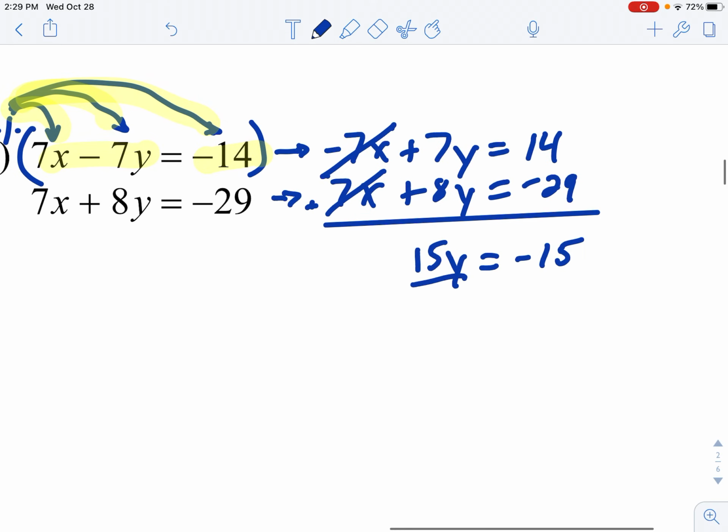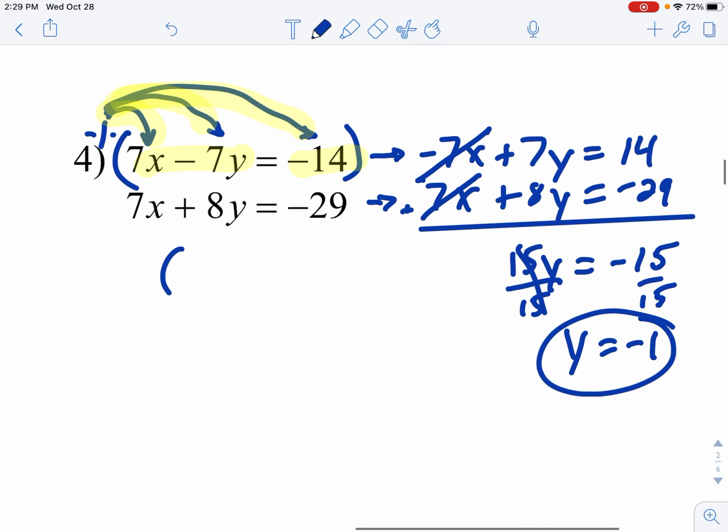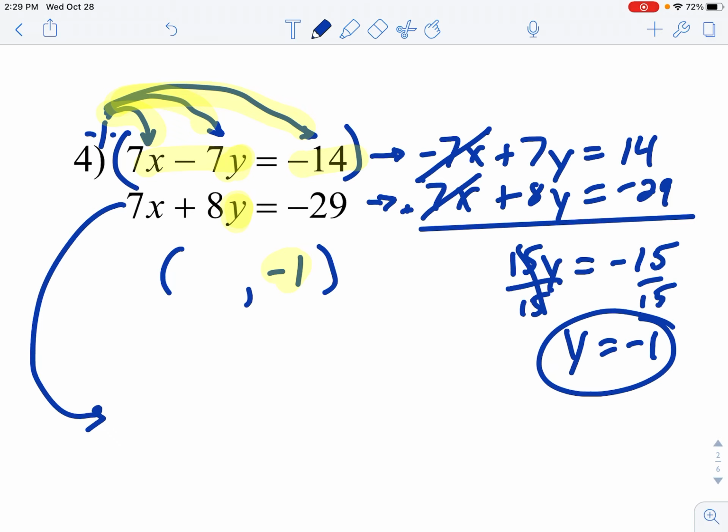And as you can see, with one more step, this is solved. Y equals negative 1. Okay, it's not completely done, right? That's just the y coordinate. Now we need to find the x coordinate. So you take this negative 1 and you plug it in for y in either one of those two equations. I'm going to go ahead and do the second equation. I think I'm just picking this at random.